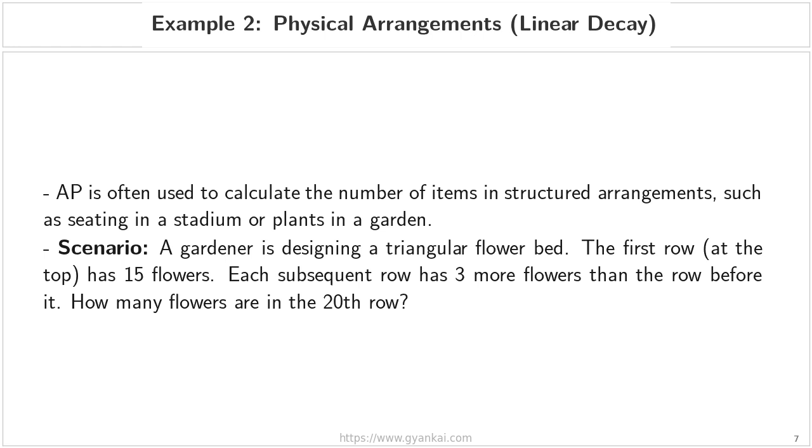Imagine a gardener is designing a triangular flower bed. The design starts with the first row, at the very top, containing 15 flowers. As the rows progress downwards, each subsequent row increases by exactly 3 more flowers than the row immediately before it. Our task here is to determine the total number of flowers that will be present in the 20th row. As we move to the next slide, we will break this down step by step to identify our variables.